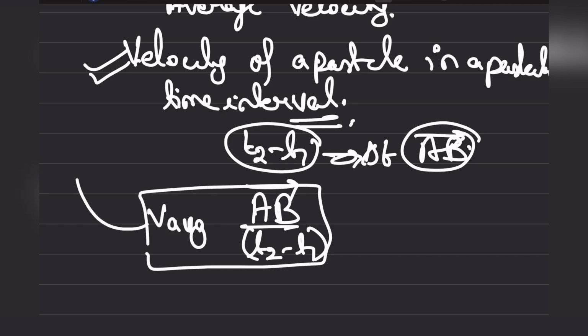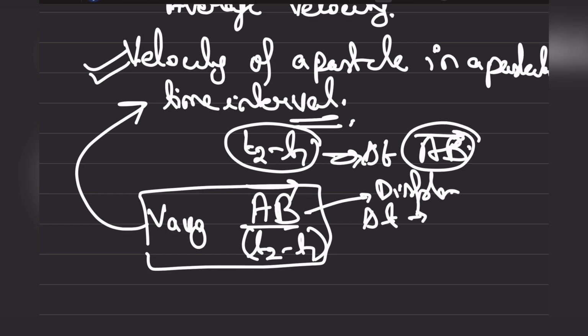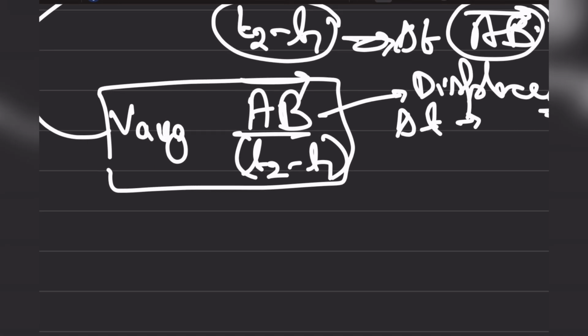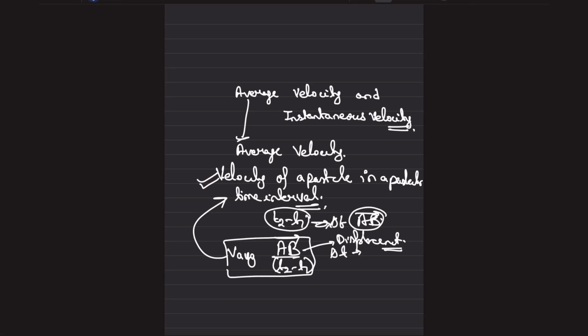So how is the average velocity defined? Average velocity is defined by the distance traveled, or the displacement of the particle, in the time t2 to t1, or the time delta t, and AB is the displacement. It is defined as the displacement of the particle in the time of delta t. This is how the average velocity will be defined.